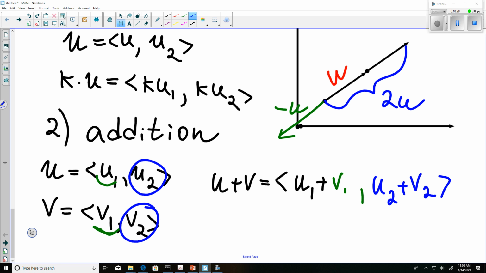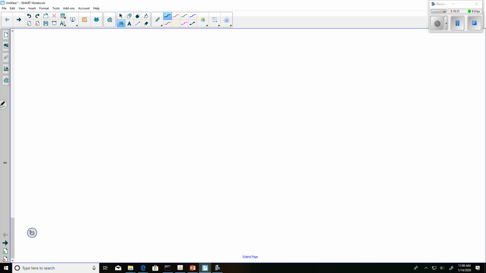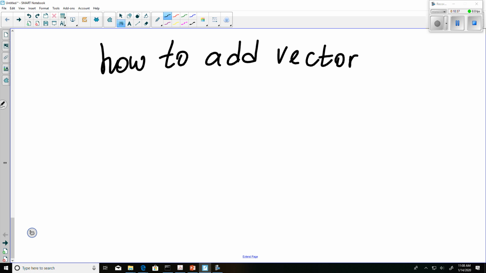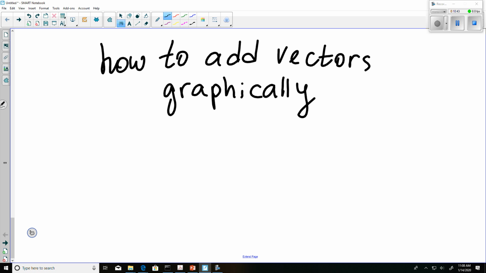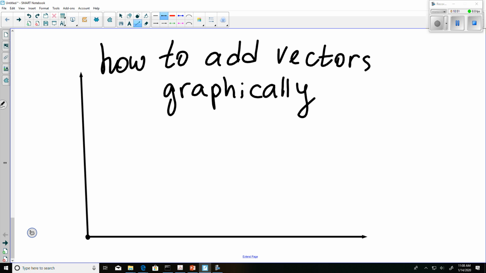Okay, now how to add vectors graphically. Imagine given our x and y axis, two vectors will be given. I'm trying to make it up. This vector and this vector. Let's call the first one u and the second one will be v. And I would like to add them graphically.